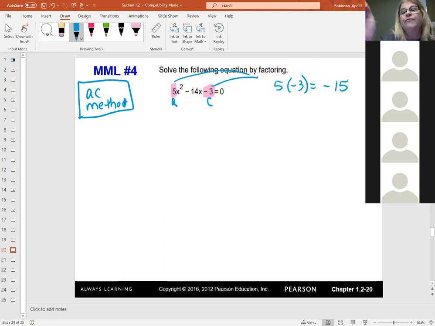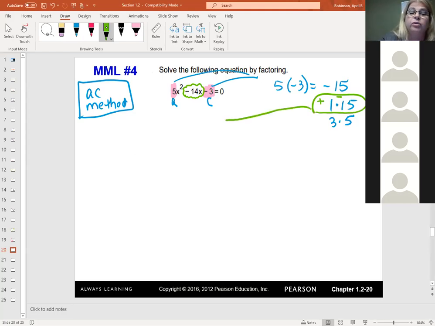Now, I'm going to look at factors of 15, and there's only 2 pairs, 1 times 15 and 3 times 5. And it's a -15, so I have to place my signs correctly, and I have to place them so that it will give me the -14 in the middle. And that's gonna be the first pair. I'm gonna need a +1 and a -15. This pair right here, you're going to literally replace the -14 with. What you're actually doing is putting back outsides and insides from the FOIL method.